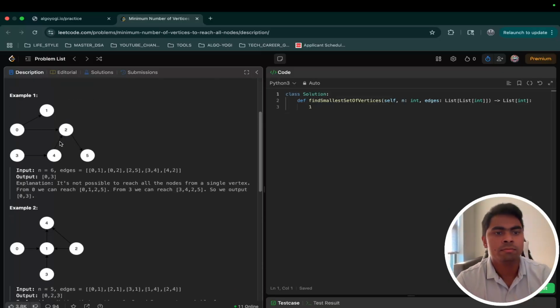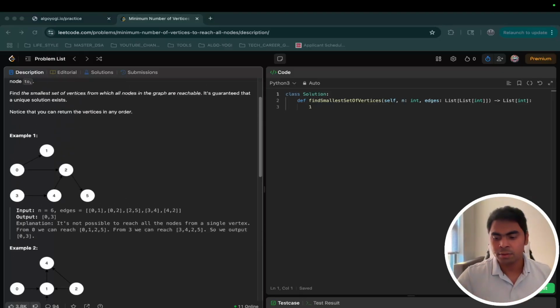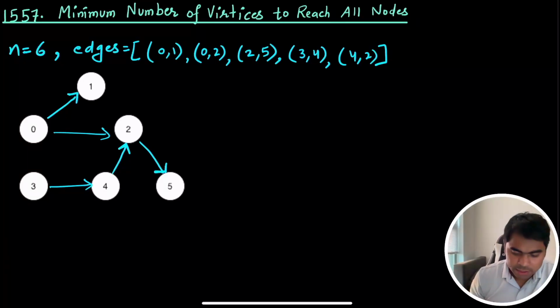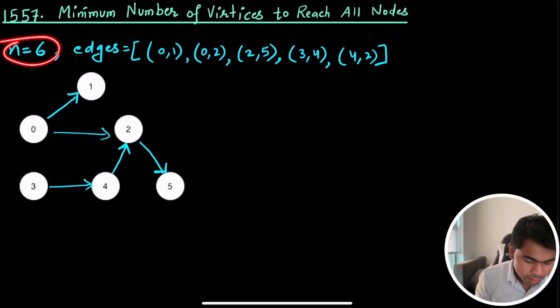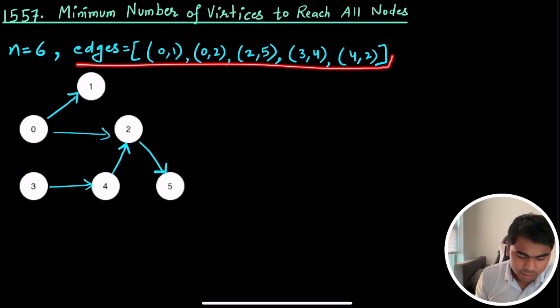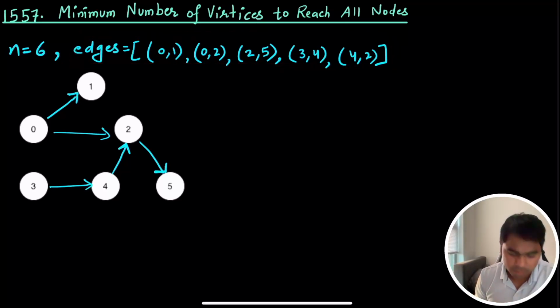All right, so let's consider our first example. I have taken the first example right here. We are given n nodes, so there will be nodes from 0 to n minus 1, which is 5. So there are 6 nodes right here, and then we are given these nodes and these connections. It's a directed acyclic graph. So these are the edges. Here it represents from and to. So this is a and b. There is an edge going from a to b.